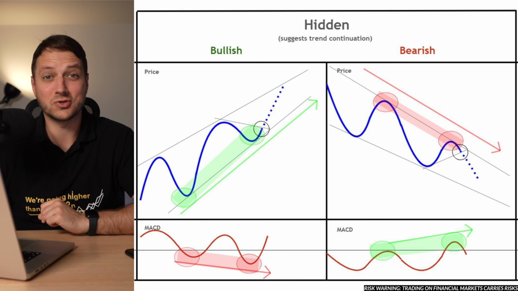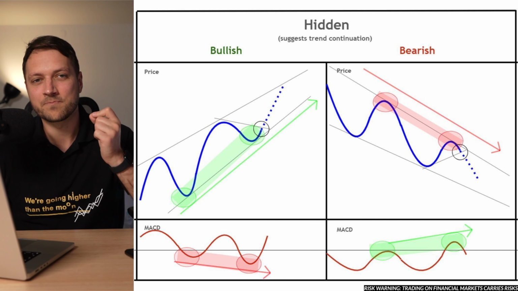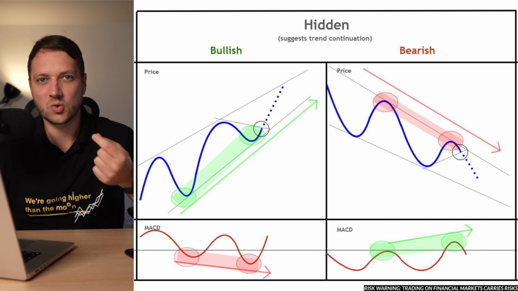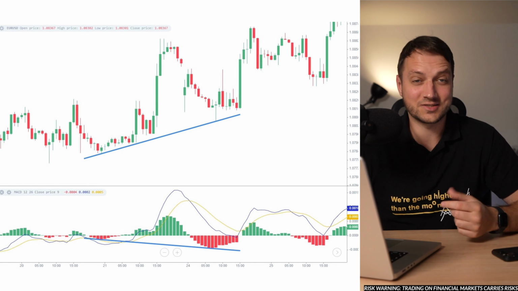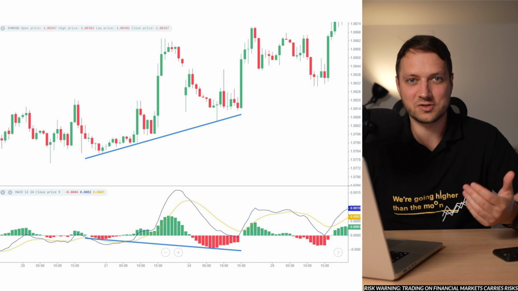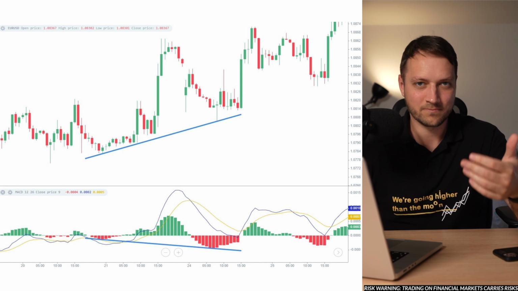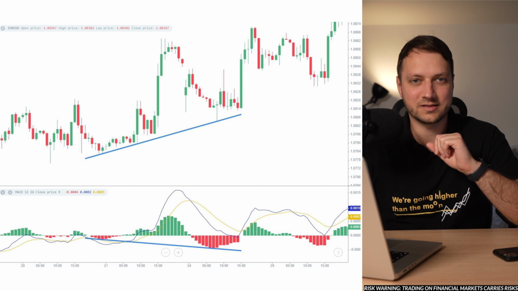Now let's talk about hidden divergence, in other words, convergence. Hidden divergence is the opposite of the regular divergence. It suggests the trend continuation. A hidden bullish divergence occurs when the price hits higher lows while the indicator forms lower lows. As you can guess, a hidden bullish divergence signal appears in an uptrend, and as I stated previously, it suggests the trend continuation. The left side of the table displays an example of a hidden divergence.